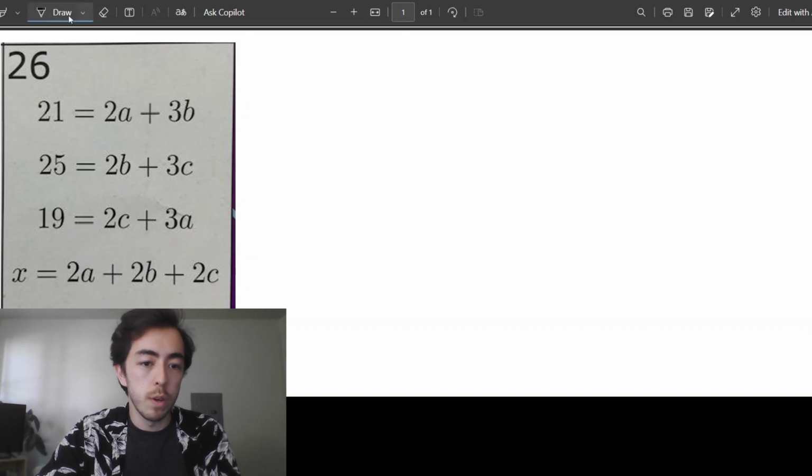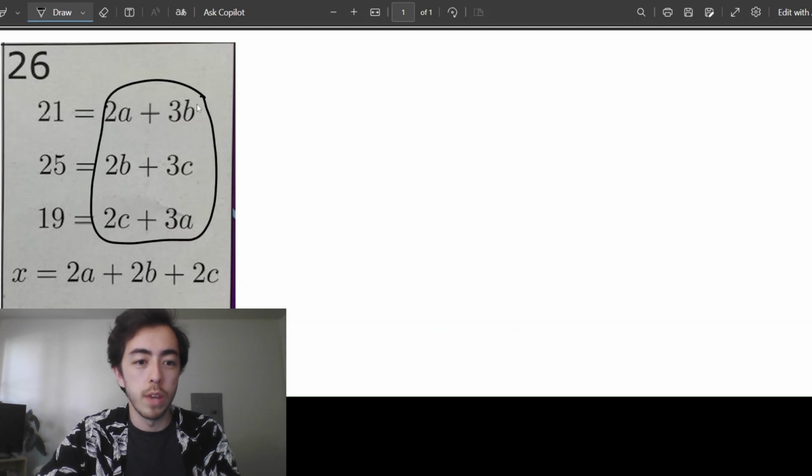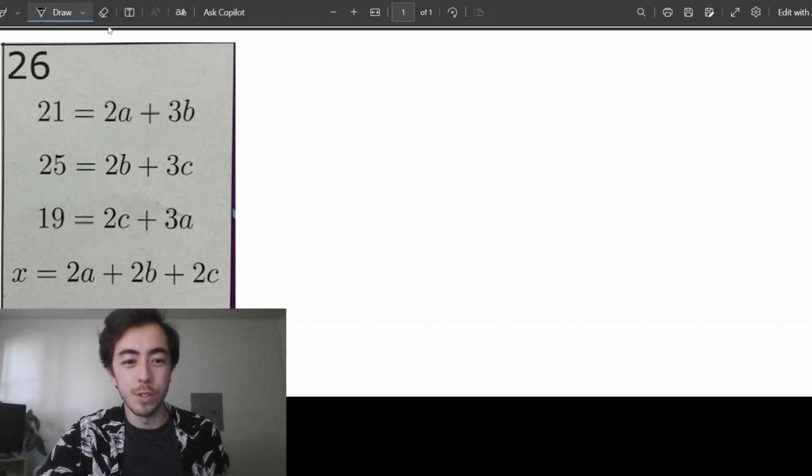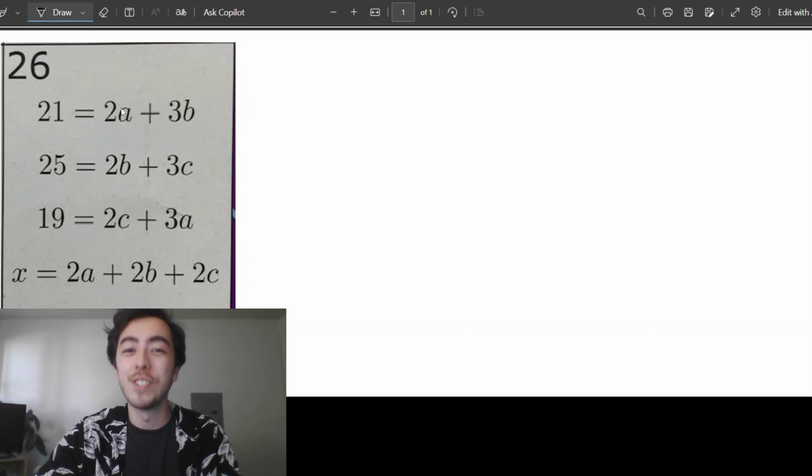Although one thing I do notice about this problem is that this right side is just super symmetric. We have 2A, 2B, 2C, and then 3A, 3B, and 3C. And I would like to employ an interesting strategy here for this system of equations.